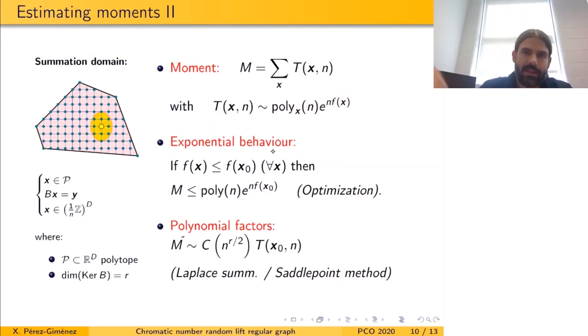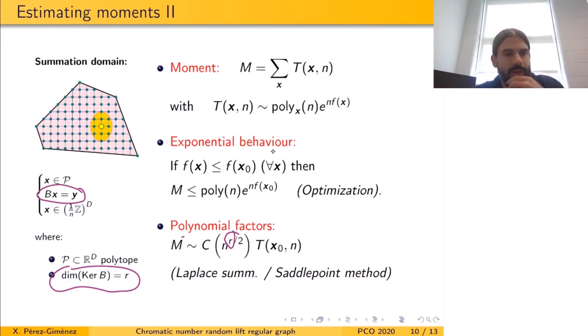So you don't need to sum over the whole domain. The whole sum is typically given by a vicinity of this term of maximum exponential contribution. So basically you just need to sum over a little area around. And what you get is that the sum is the largest term times some correction factor, which is n to the r over 2, where this r is the dimension of the affine space that you had here, the dimension of the kernel of this matrix. So you're slicing your polytope by an affine space of dimension r. So that's the r that appears here.